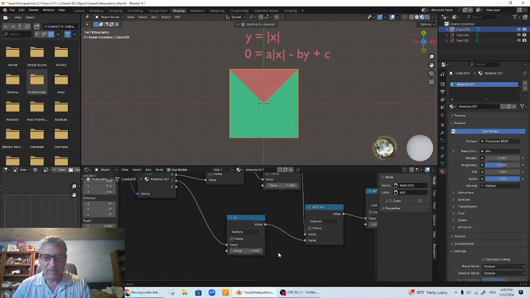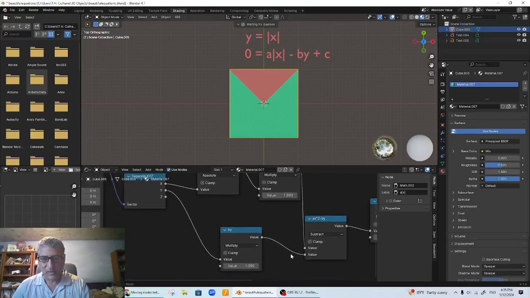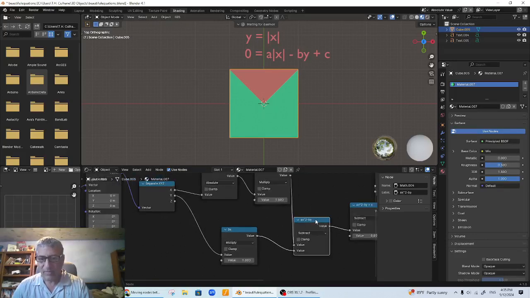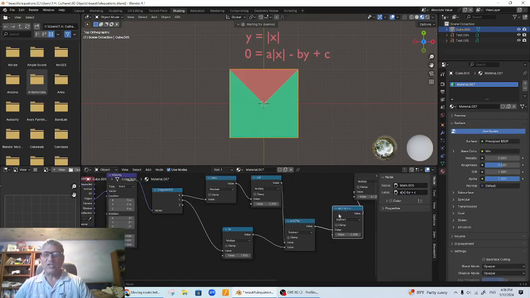And then down here, the by is still the by, the y value multiplied by 1, because 1 is b, so by is the same. And then this has got to change. It's not ax squared, it's a times absolute x times by. And then we have the a, and it's not x squared, it is absolute value of x minus by plus c. Yeah. Now we can see some cool stuff.